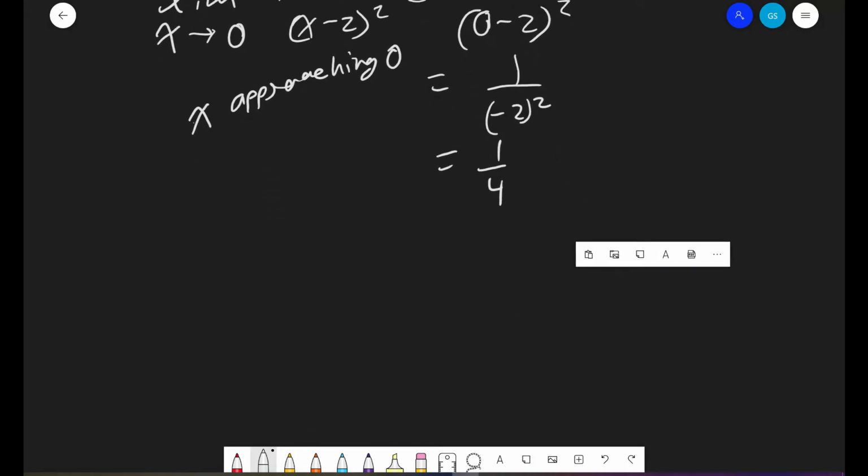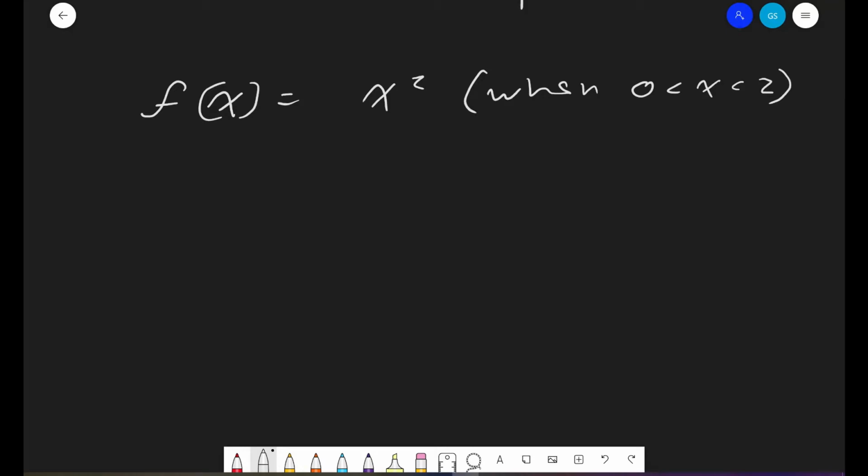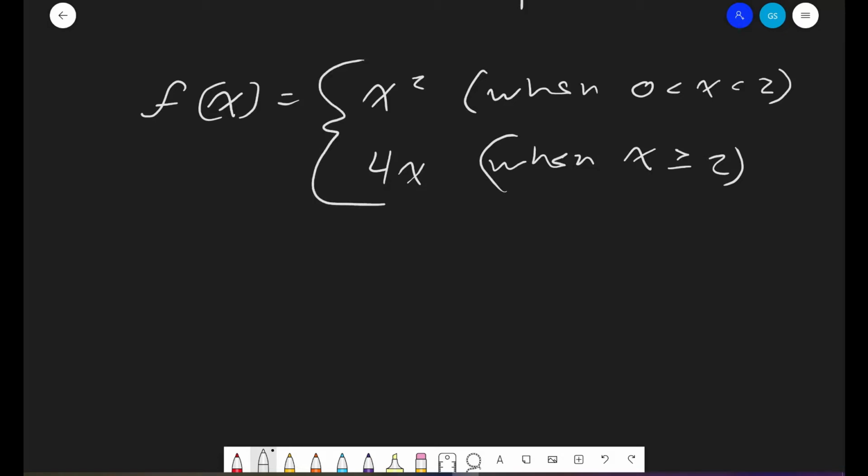Pretty straightforward. Another example I want to do is for a piecewise function. So if I write the piecewise function f of x equals x squared when x is greater than 0 and less than 2, and then 4x when x is greater than or equal to 2. So let's say I asked, find the limit as x approaches 2 from the right of this function. So you can pause the video and try this one out.